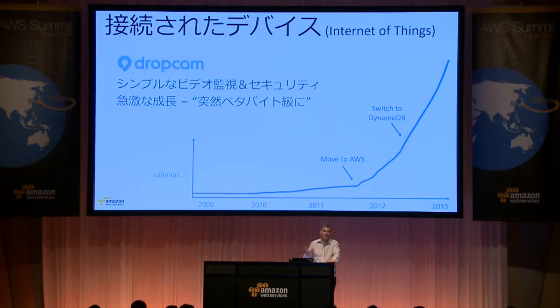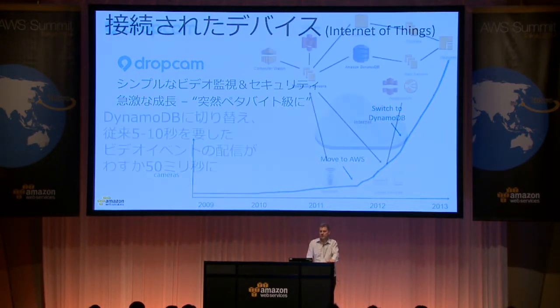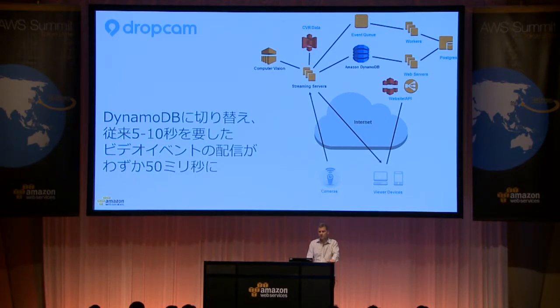Dropcam is an example of a video service who found this. They called it suddenly petabytes. They were ingesting enormous amounts of data. This is the architecture they used. The core attributes here are that the data was flowing into S3, the metadata into DynamoDB, and then the servicing back to the customers was done through CloudFront. DynamoDB reduced their delivery time for events from 5 to 10 seconds down to 50 milliseconds. That's the other advantage you get moving to NoSQL.